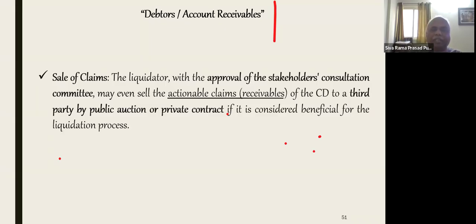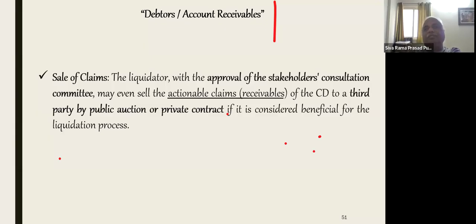Suppose an assignment: if you are giving it to me, then I will purchase that with a discount. Today, who is purchasing bad debts? Banks' bad debts or non-performing assets are purchased by asset reconstruction companies. Like that, for debtors also. That's why I have given one suggestion in this regard to the IBP.